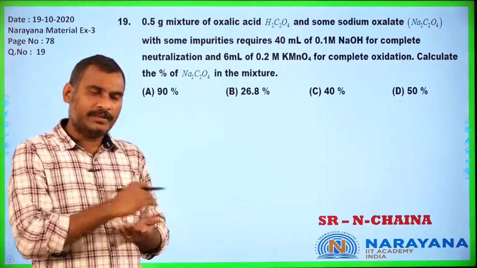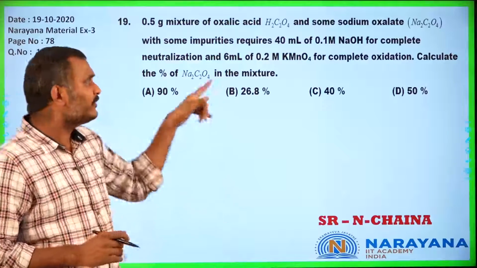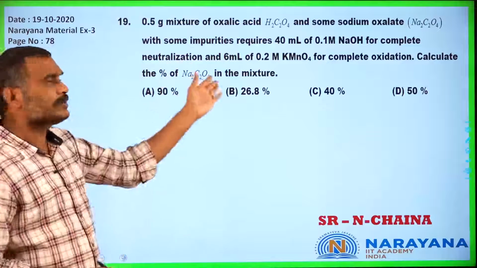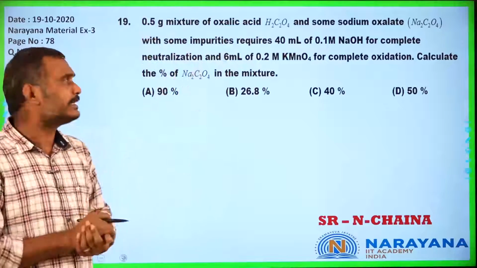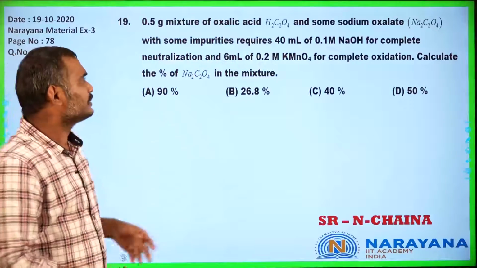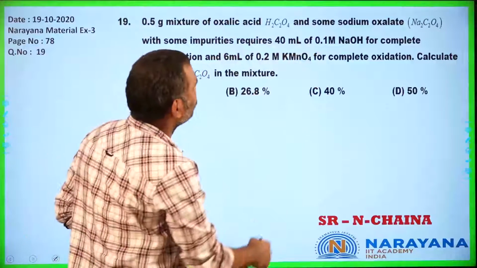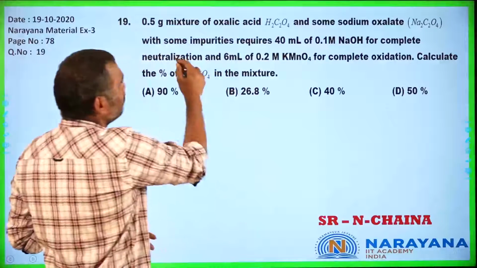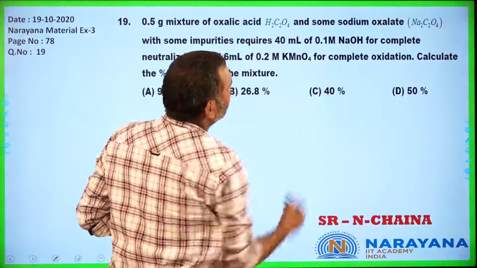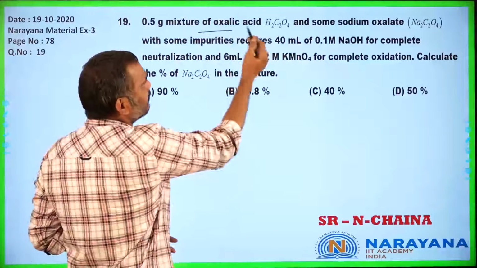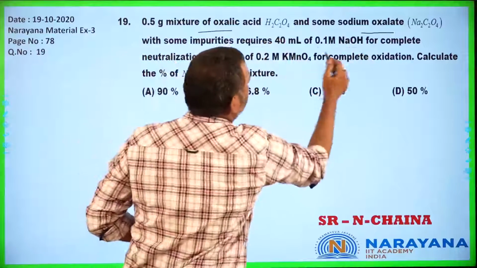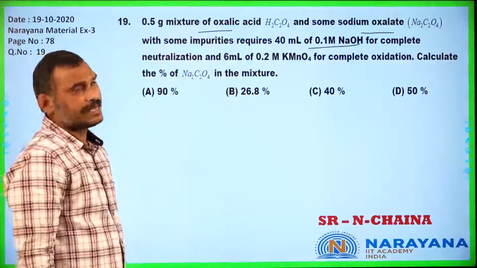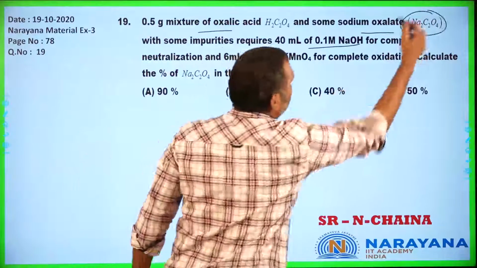The same way as previously, first you calculate the weight of sodium oxalate. If you know the weight of sodium oxalate, automatically you can calculate the percentage. Okay? So first, oxalic acid and sodium oxalate with impurity require 40 ml of NaOH. When I titrate this mixture with sodium hydroxide, only oxalic acid will react. This salt does not react.